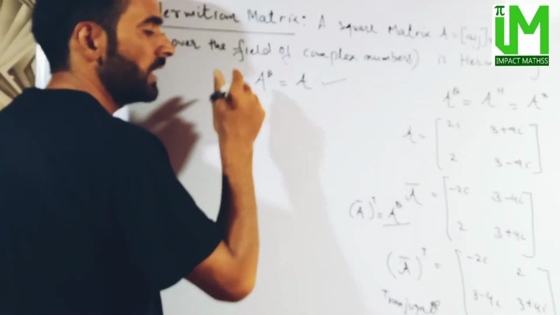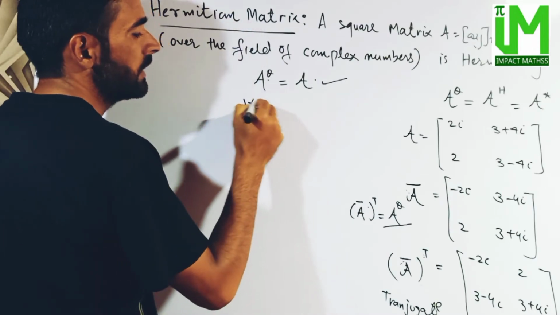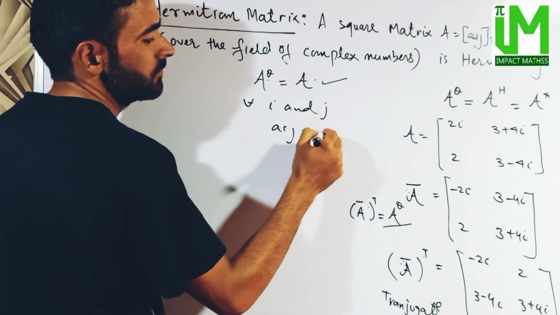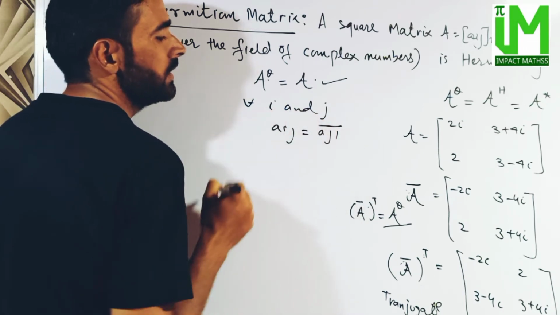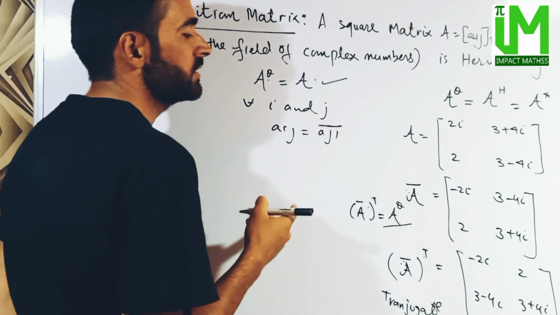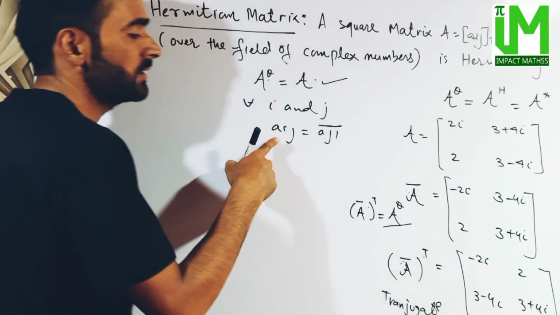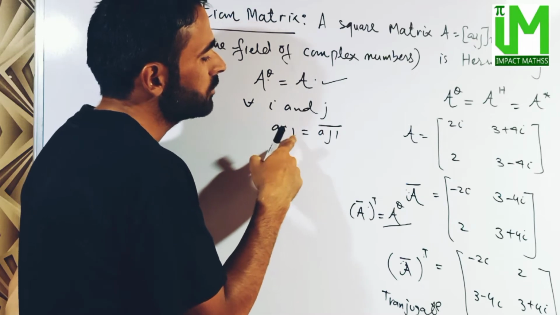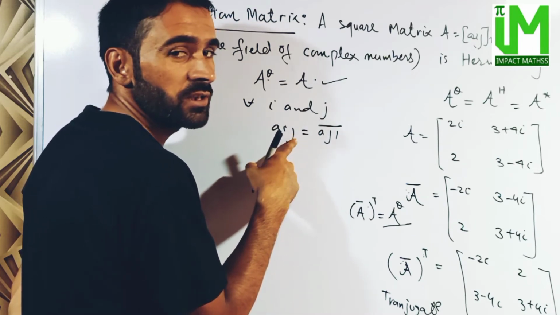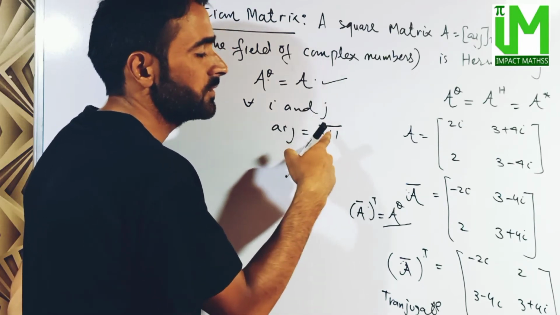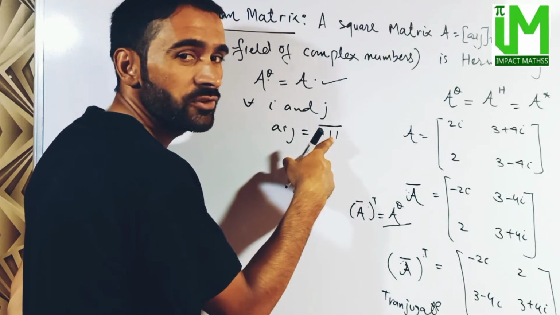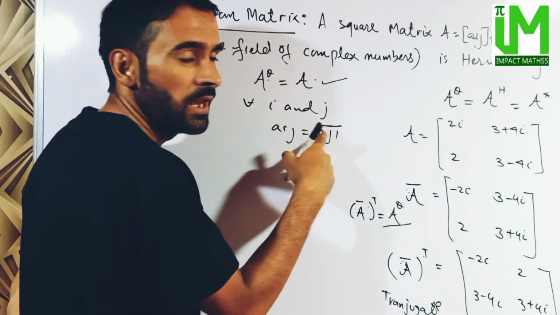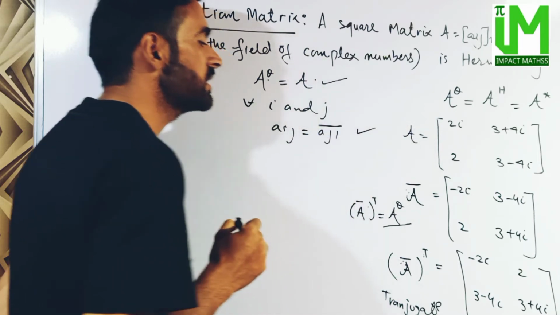Now for the elements, for all i and j, we have aij is equal to aji bar, where aij means the complex entry at the ith row and jth column. So the element at the ith row and jth column equals the complex conjugate of the entry at the jth row and ith column. aij is equal to aji bar.